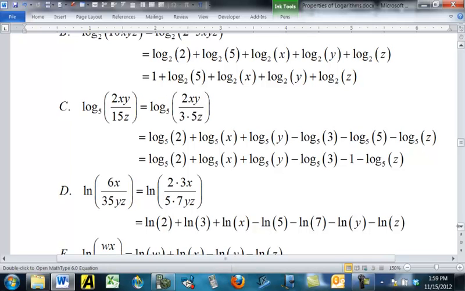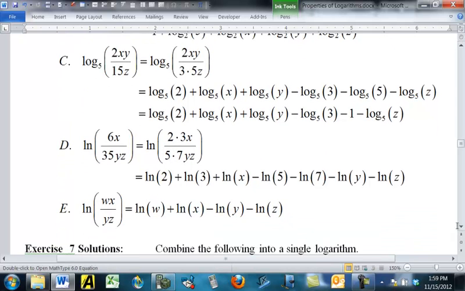And actually it's not the last one, but that is natural log of 2 plus natural log of 3 plus natural log of x minus natural log of 5 minus natural log of 7 minus natural log of y minus natural log of z. The last one, ln of wx over yz, is ln of w plus ln of x minus ln of y minus ln of z.